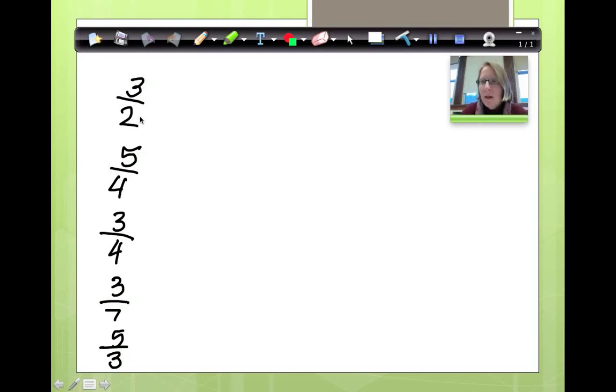Now, 3/2. Is that greater or less than a whole? Well, how many halves make a whole? 2/2 make a whole, right? So this would be greater than 1 whole, because 1 whole would be 2/2. Not 2 2s, 2/2.